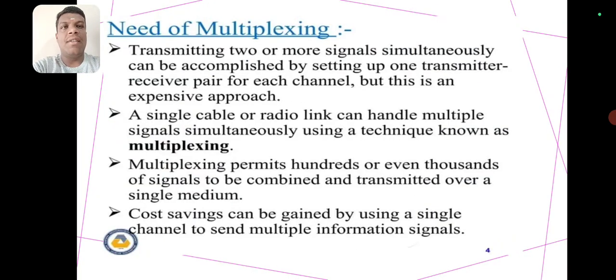Need of multiplexing. Transmitting two or more signals simultaneously can be accomplished by setting up one transmitter-receiver pair for each channel, but this is an expensive approach. A single cable or a radio link can handle multiple signals simultaneously using a technique known as multiplexing. Multiplexing permits hundreds or thousands of signals to be combined and transmitted over a single medium. Cost savings can be gained by using a single channel for multiplexing information signals.